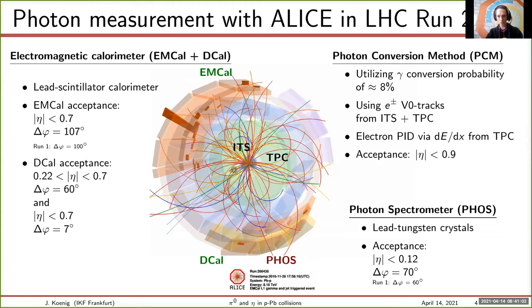Then we have the photon spectrometer PHOS, which is a lead tungstate crystal calorimeter with pretty good resolution. It's shown here in yellow, but it has only a fairly small acceptance. And finally, we have the photon conversion method, where we use converted photons, so measuring the e+ e- tracks with the ITS and TPC, and this provides us with excellent energy resolution.